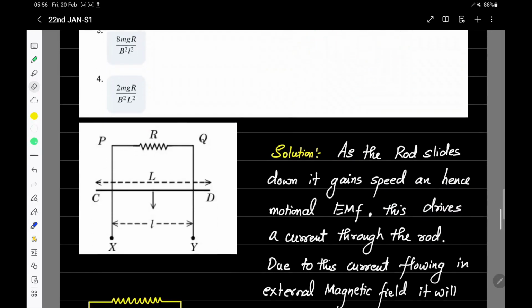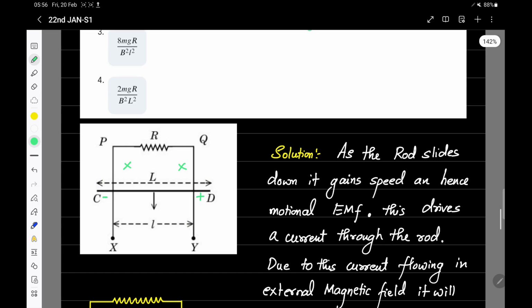So in this question, as the rod slides down, it will gain motional EMF, right? Because it's moving in a magnetic field. Let us assume into the board magnetic field. It's going to get motional EMF, and because of motional EMF it will draw a current I in the loop, and the current I will experience a magnetic force F magnetic, which is going to slow down the rod a bit. And finally, when the magnetic force becomes equal to mg, that is when it will attain terminal velocity.